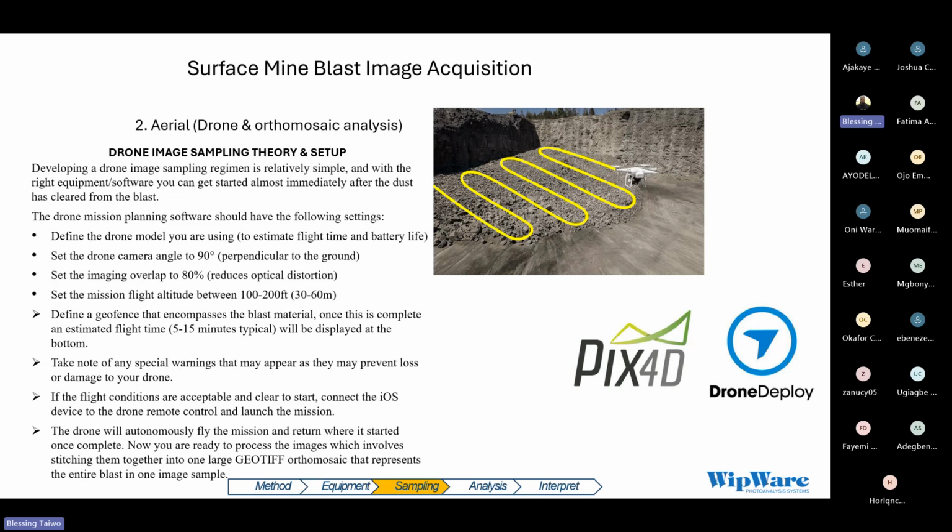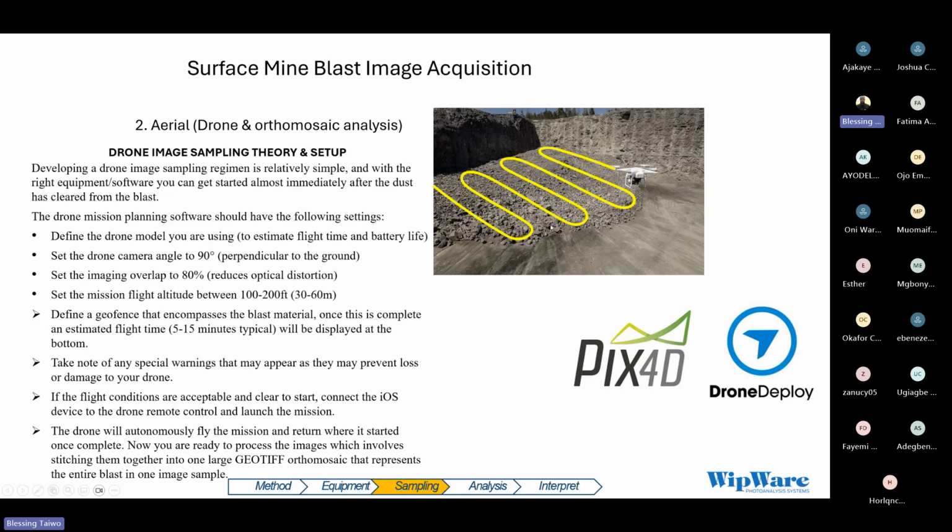Then you want to set the image overlapping to 80%. Then you want to set the flight mission altitude to like 30 to 60 meters high. So the height of the flight of the drone must be like 30 to 60 to avoid any form of distortion. So you define the geofence that encompasses the black material.